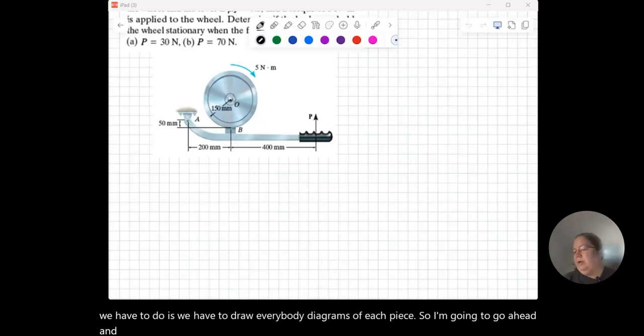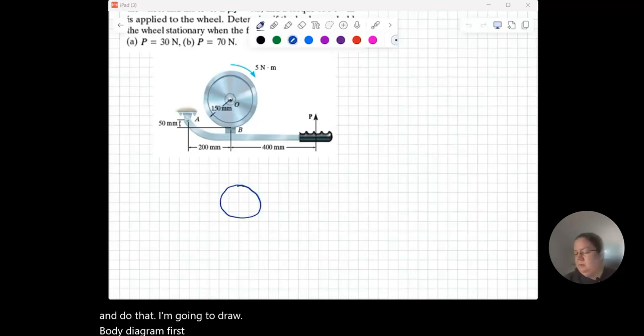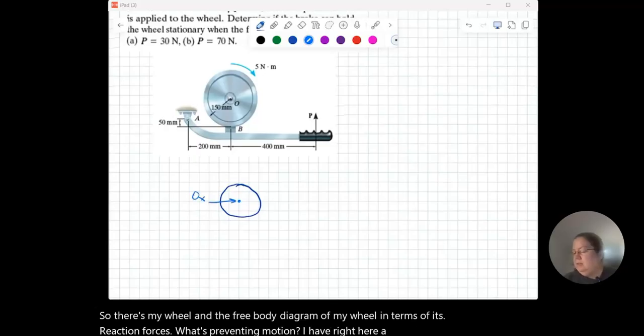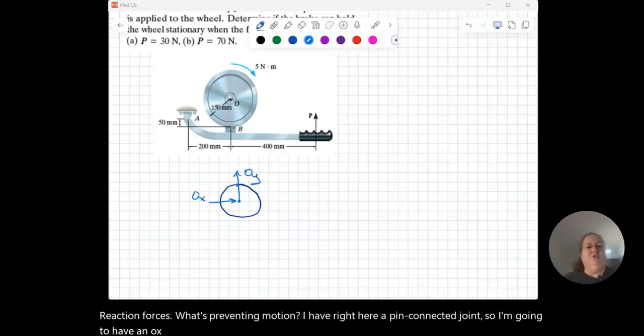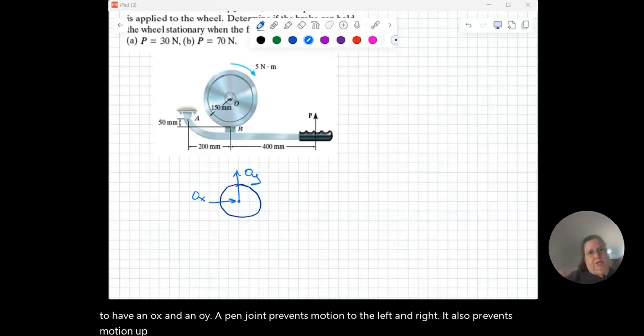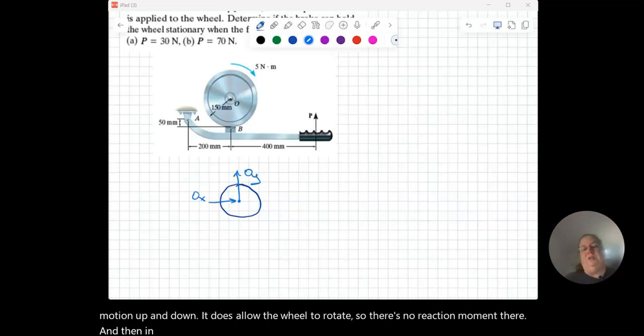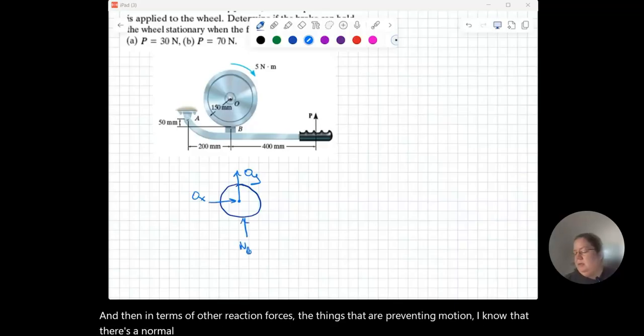I'm going to draw a free body diagram first of the wheel. So there's my wheel. In terms of reaction forces, what's preventing motion, I have right here a pin connected joint, so I'm going to have an OX and an OY. A pin joint prevents motion to the left and right, and it also prevents motion up and down. It does allow the wheel to rotate, so there's no reaction moment there. And in terms of other reaction forces, I know that there's a normal force here at point B.